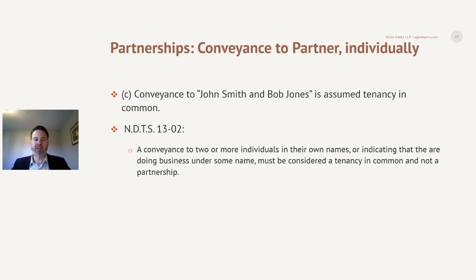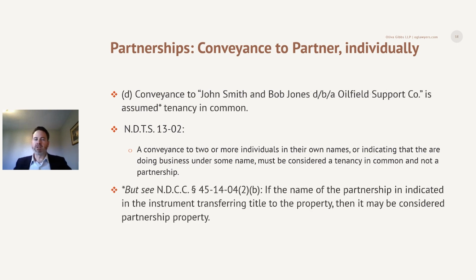Okay, moving along and adding the second individual to the grant. So to John Smith and Bob Jones. What now? Title Standard 1302 indicates that John Smith and Bob Jones will be tenants in common as a result of this description. However, let's convey the interest again to John Smith and Bob Jones, but add a trade name. So in this case, John Smith and Bob Jones doing business as Oilfield Support Company.